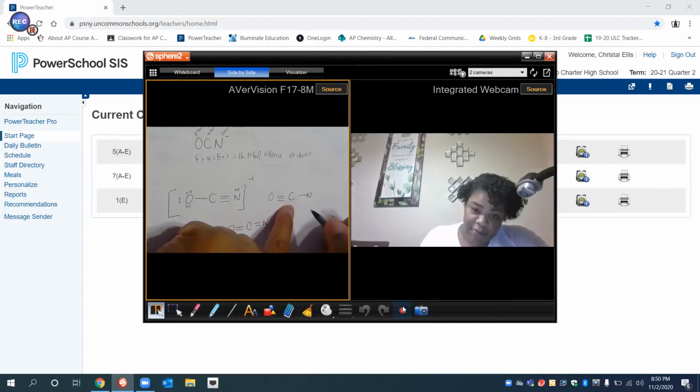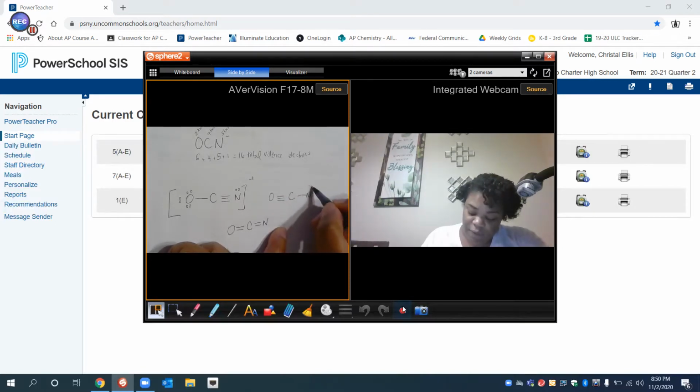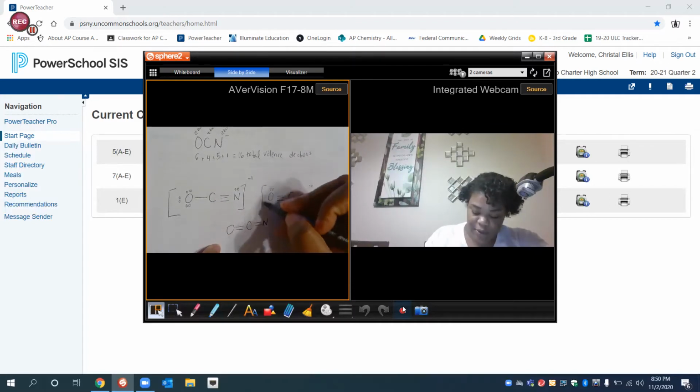Now if we look at this carbon, we see that carbon has 2, 4, 6, 8. This nitrogen needs to have 8 as well, so we have 2, 4, 6, 8. This oxygen has 2, 4, 6, 8. All together, we need to check to see that it's 16. 1, 2, 3, 4, 5, 6, 7, 8, 9, 10, 11, 12, 13, 14, 15, 16. So we have 16 total electrons here as well.